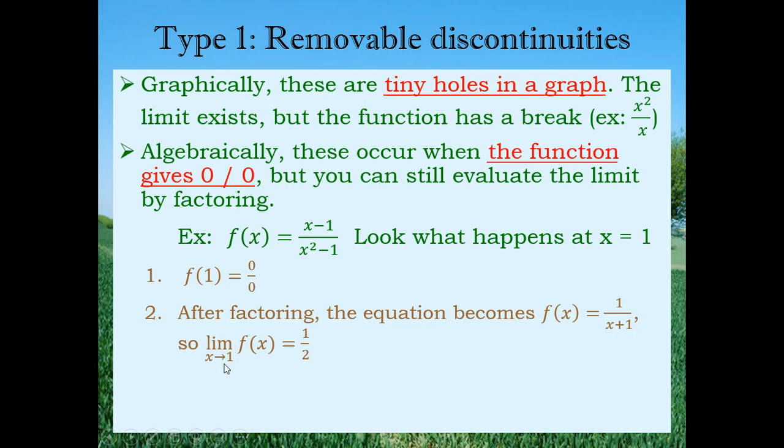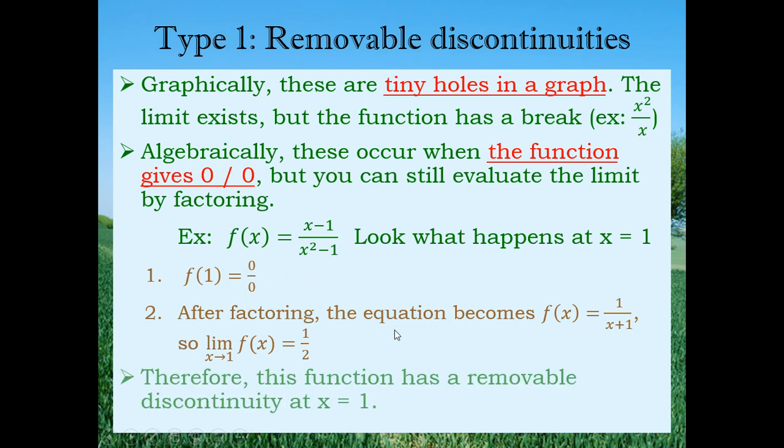So the limit as x approaches 1 of f of x is 1/2. But the function doesn't exist there. So since the function doesn't exist there, but the limit does, that's what we call a removable discontinuity at x equals 1.